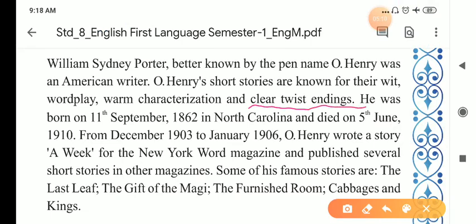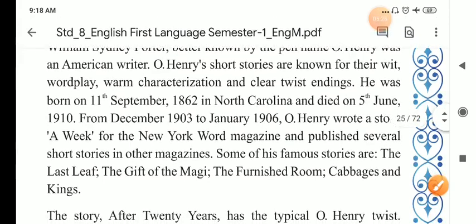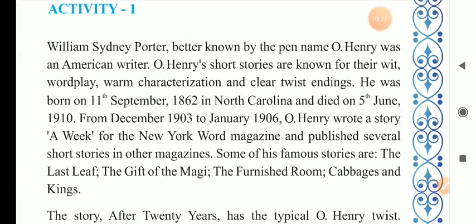A story should also have a bit of a twist, but here his ends would be always with a classical twist, and that twist will give the right endings of his short stories. If we'll move ahead with his lifespan and about his life, he was born on 11th September 1862 in North Carolina and died on 5th of June in 1910.